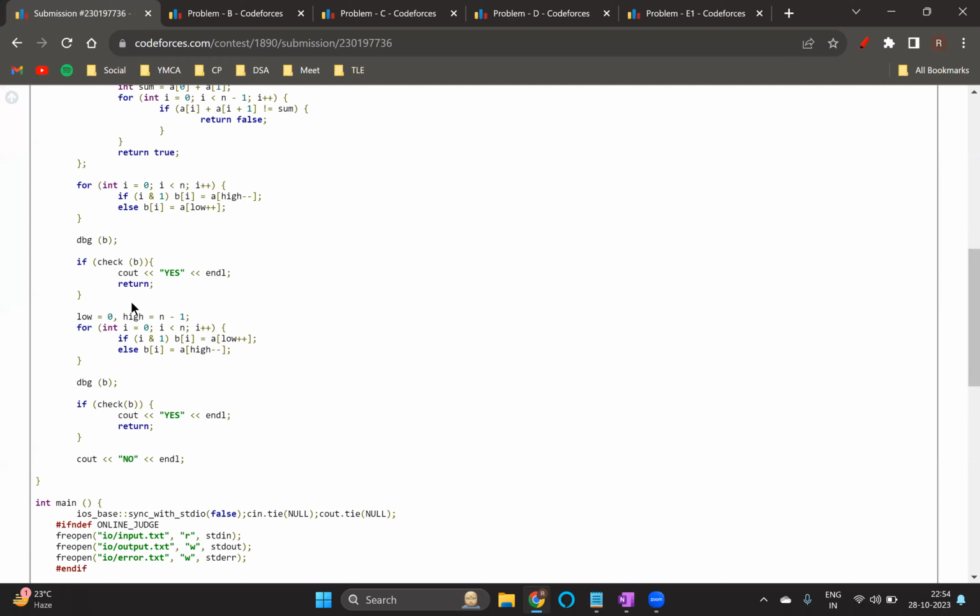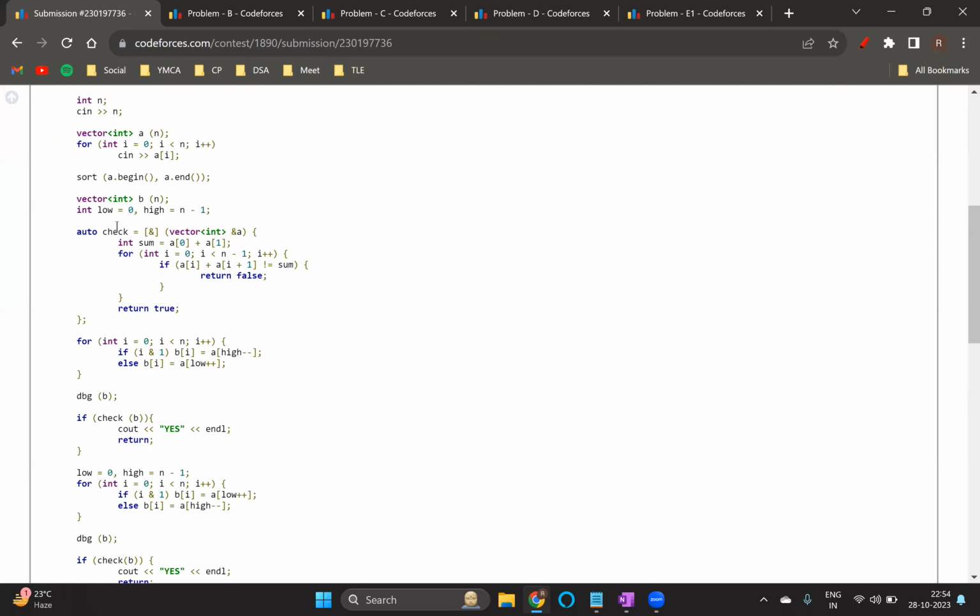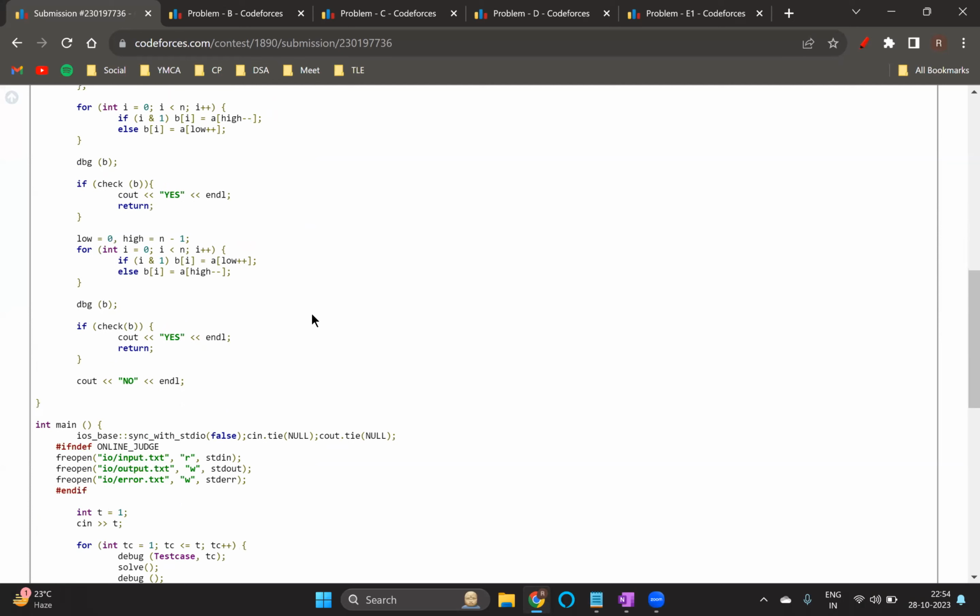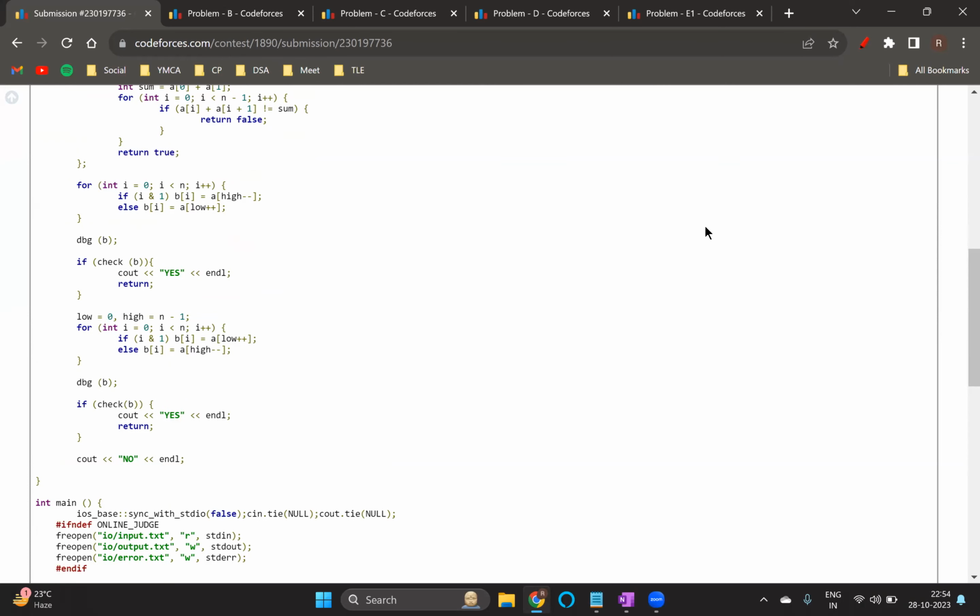And after creating the array, both of the times, I just passed it inside the check function, which will return me true or false. Yes, this is problem A.